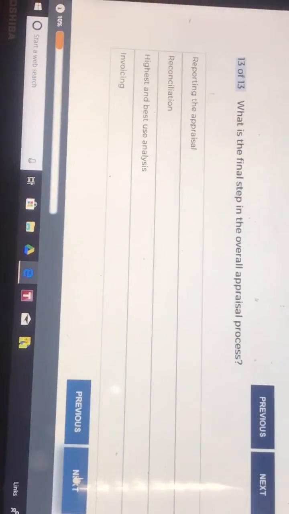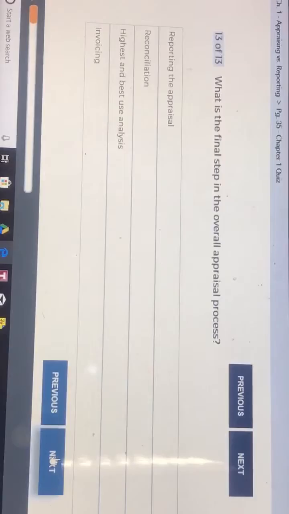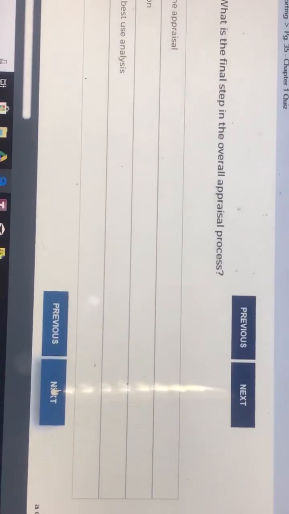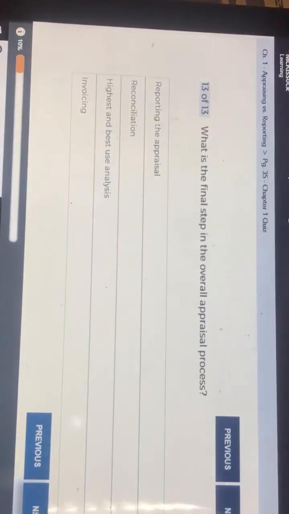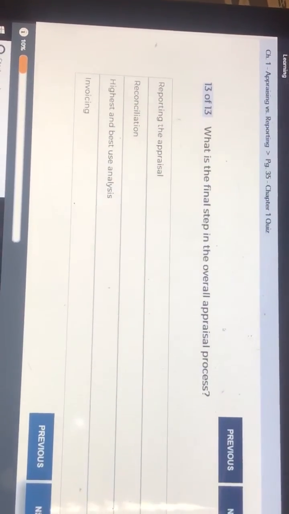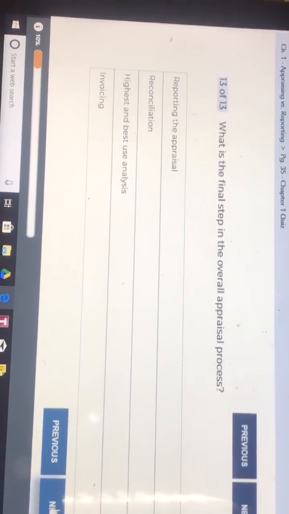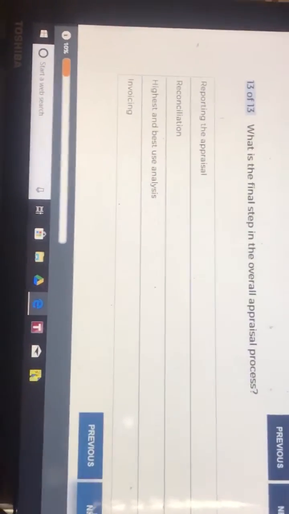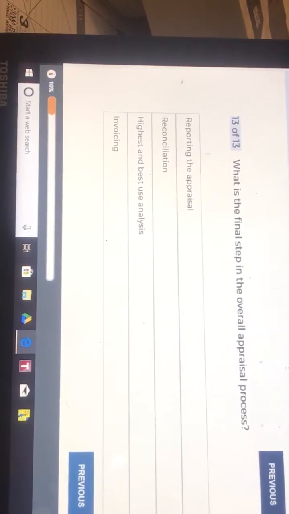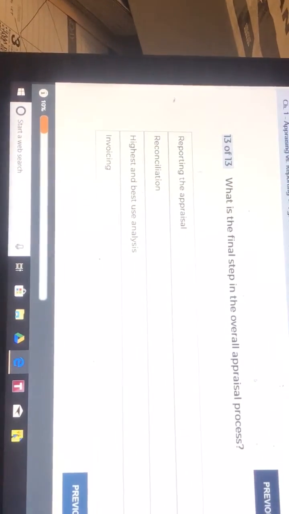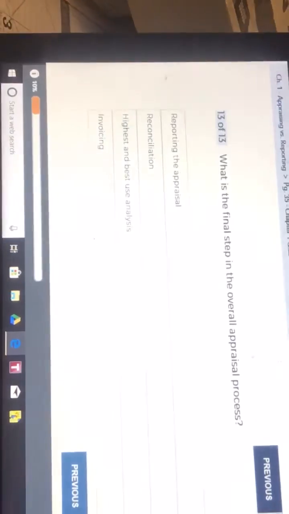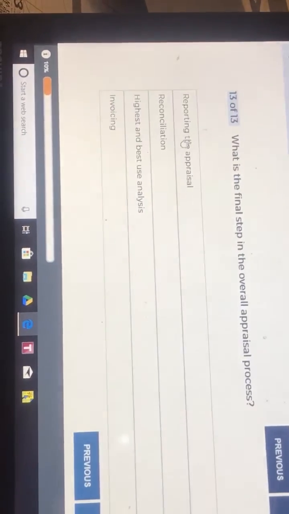Number 13. What is the final step in the overall appraisal process? A, reporting the appraisal, B, reconciliation, C, highest and best use analysis, or D, invoicing. I'm going to go with A, reporting the appraisal.